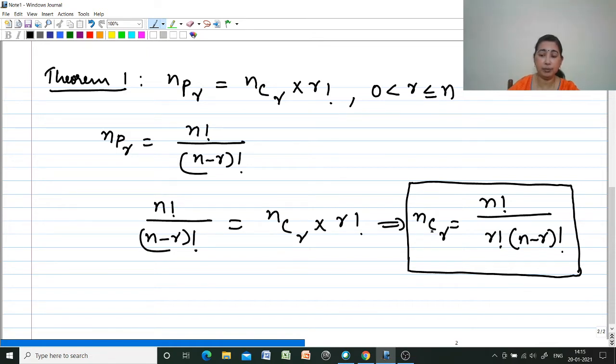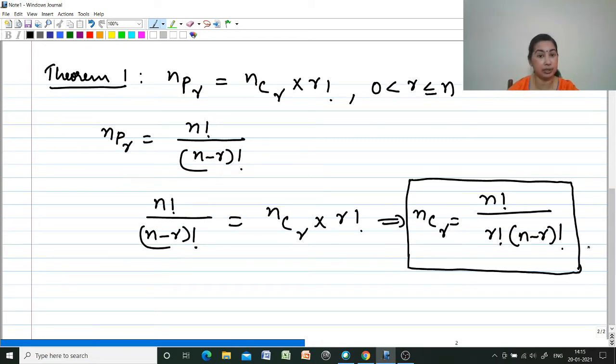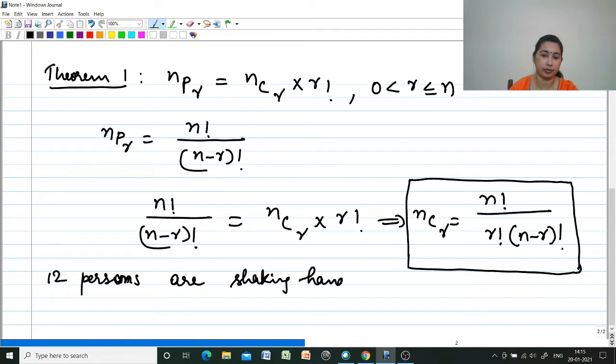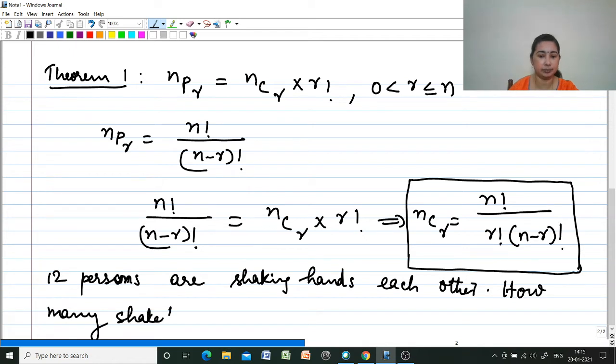If 12 objects are taken 2 at a time, how many different shake hands are possible? In the question given earlier, 12 persons are shaking hands with each other. How many shake hands are possible?